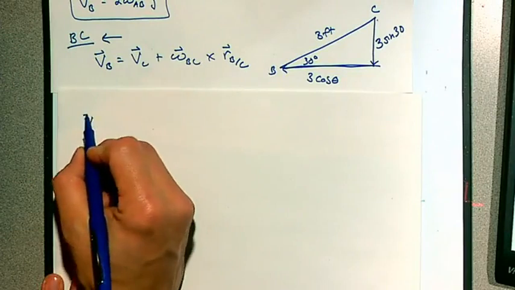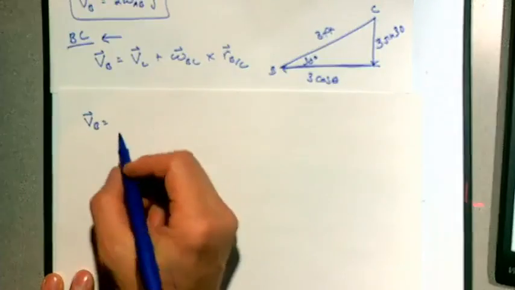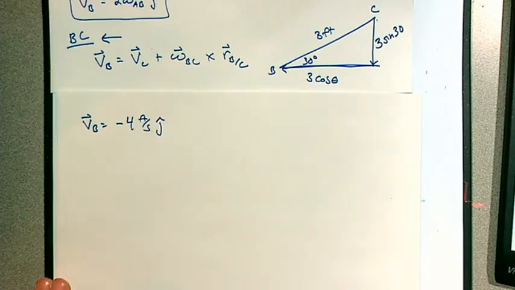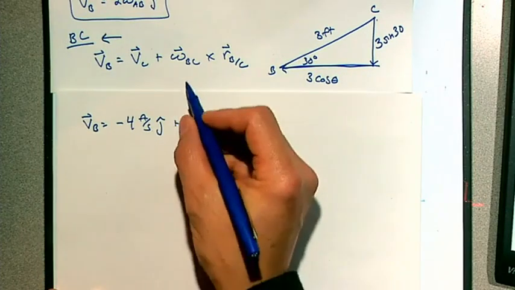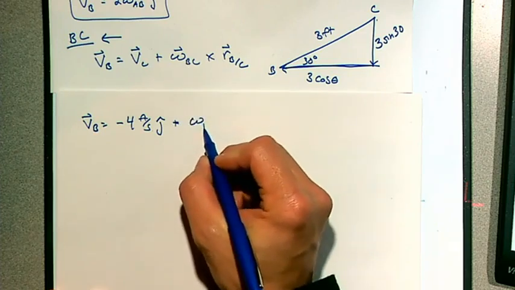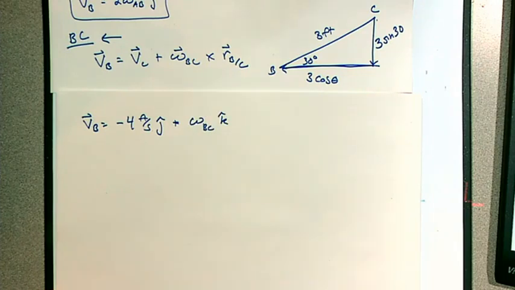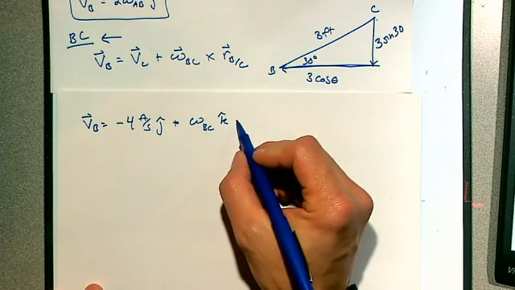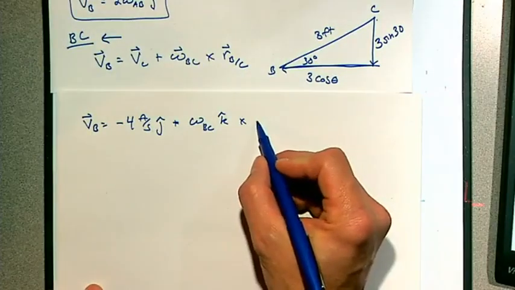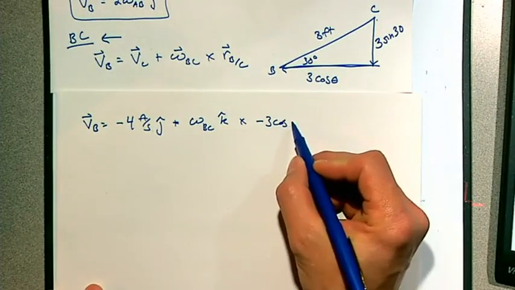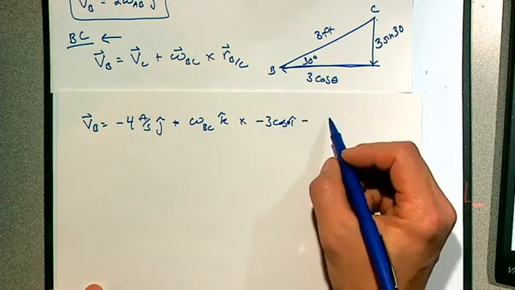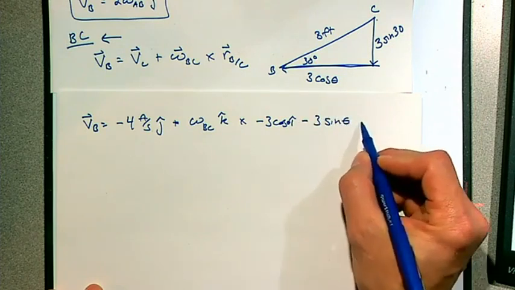All right, so continuing this. Velocity of B. My velocity of C we were given. That's minus 4 feet per second, only in the y direction, plus my angular velocity of BC. I don't know which way it's rotating. I'm just going to go like this: omega BC in the K. The math will tell us. Cross with my vector from C to B, which is what I've just drawn out. So it's minus 3 cos theta I and minus 3 sine theta J.